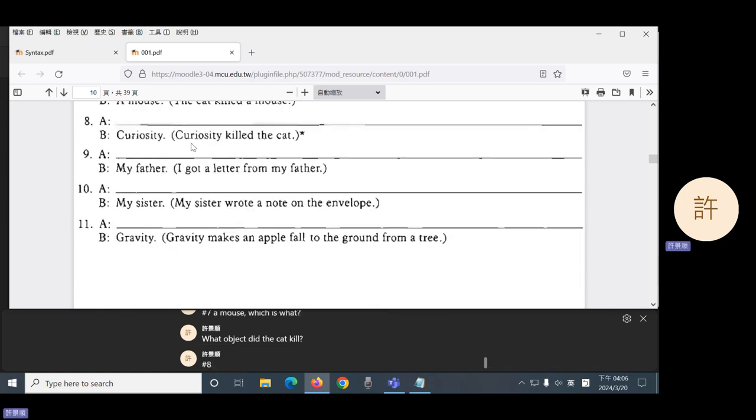Number eight, curiosity is in the subject position. So curiosity, what killed the cat? Number nine, my father is a person. It is in the object position, object of from. So who did you get a letter from? Or from whom did you get a letter?